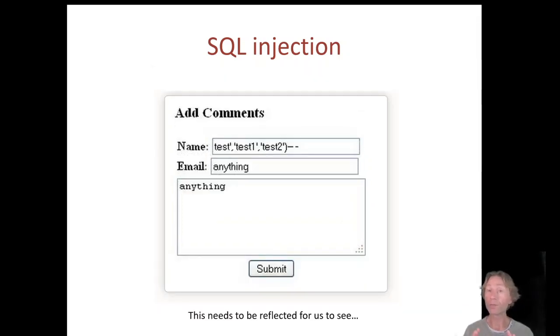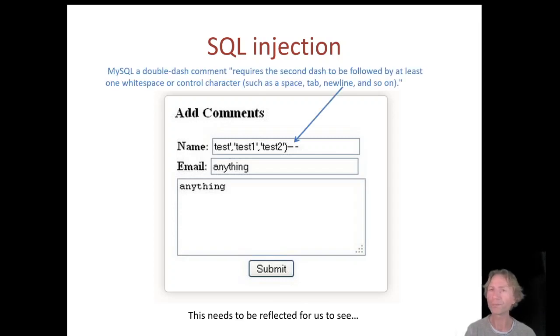So let's try something different. Instead of a single tick, we now provide test without the tick at the beginning, and then a tick, comma, and then test one in ticks and test two in ticks, and then a close bracket, and then dash dash. Well, it doesn't really look like dash dash, and this has a reason.